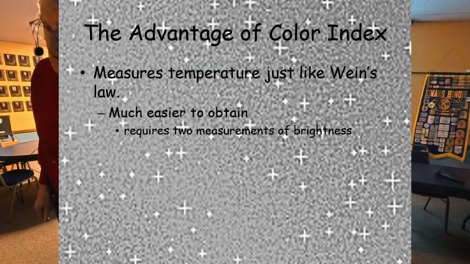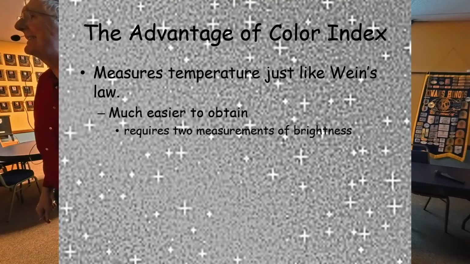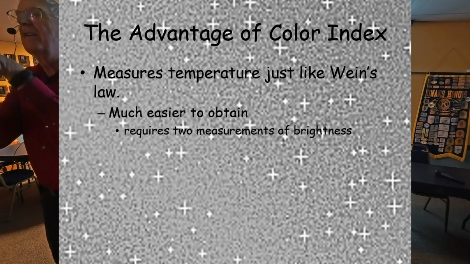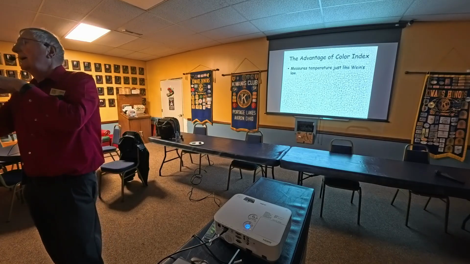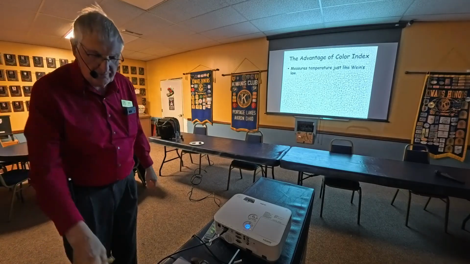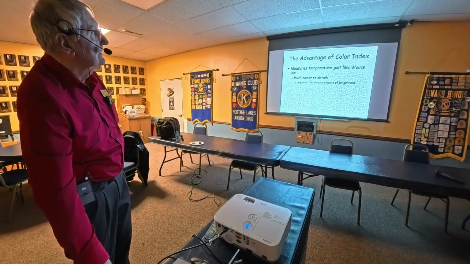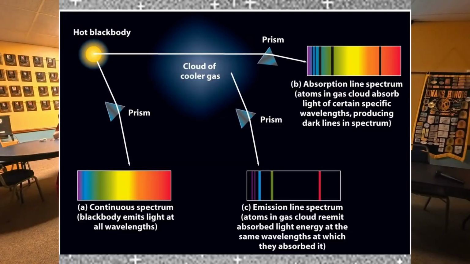So that measures temperature just like Wien's law does. In fact, that's how those no-touch thermometers work. They're looking at 2 points on the graph, and they're looking at the slope and calculating the temperature from that. So it's much easier to obtain. You only require 2 measurements.